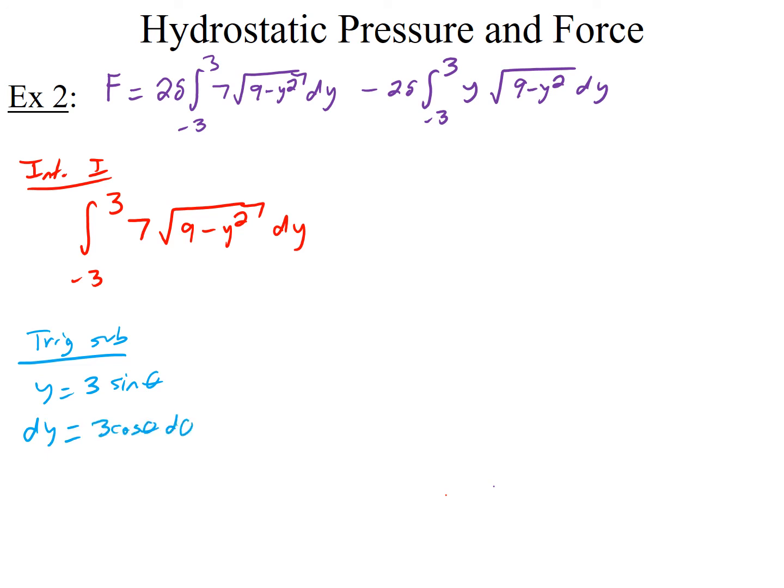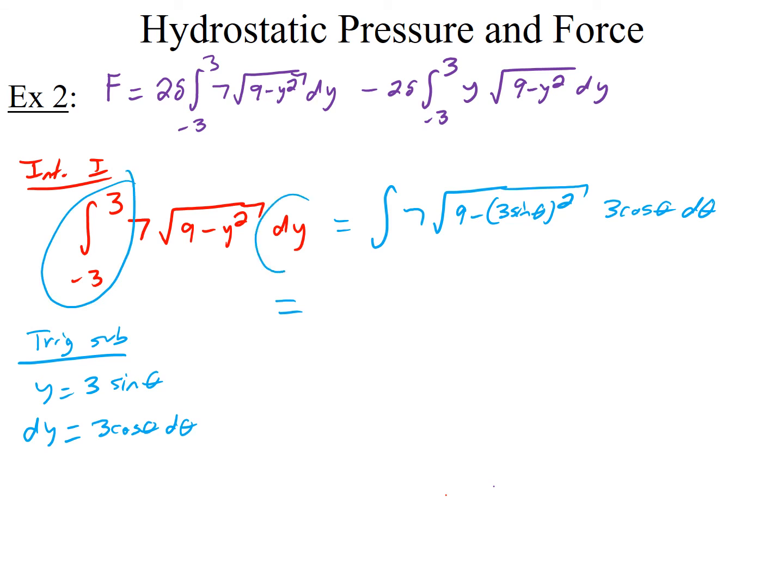And the integral becomes 7 square root of 9 minus 3 sine theta squared, and dy is 3 cosine theta d theta. Now you could change the numbers if you want, or you could leave them alone. That's up to you. You can leave them as -3 and 3, but you don't plug -3 and 3 in for theta, so you have to figure out what the new numbers are. If you wanted to change the numbers, this is what you would do. You realize these numbers belong to y, since it's a y integral. So you plug in 3 there, figure out what theta is. Plug in -3 there, figure out what theta is.